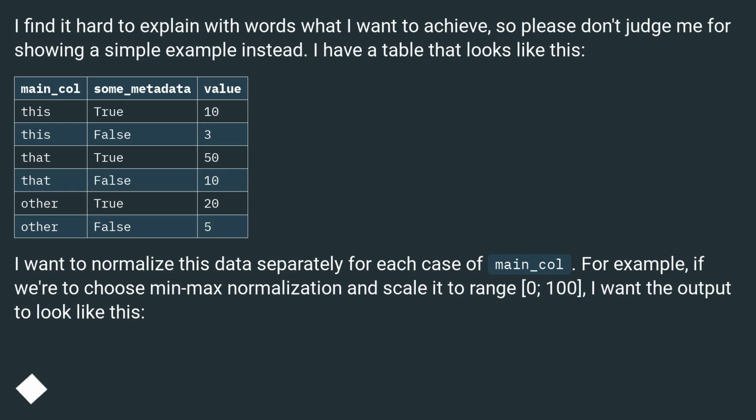I find it hard to explain with words what I want to achieve, so please don't judge me for showing a simple example instead. I have a table that looks like this. I want to normalize this data separately for each case of main_call. For example, if we're to choose min-max normalization and scale it to range 0, 100, I want the output to look like this.